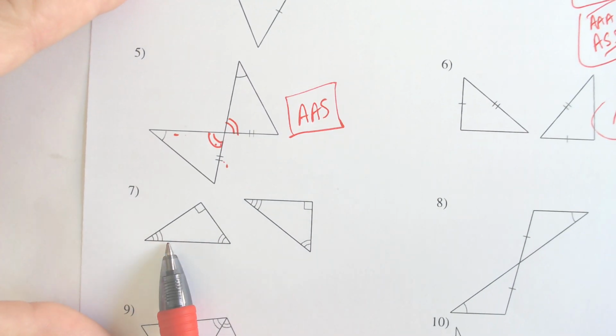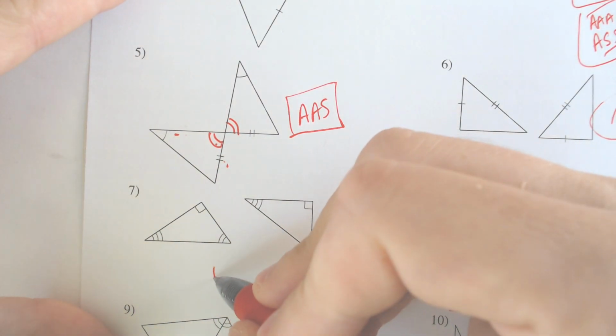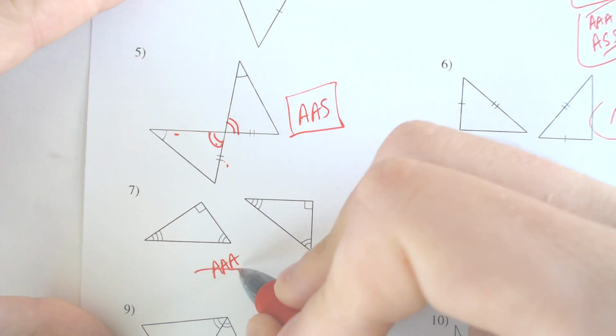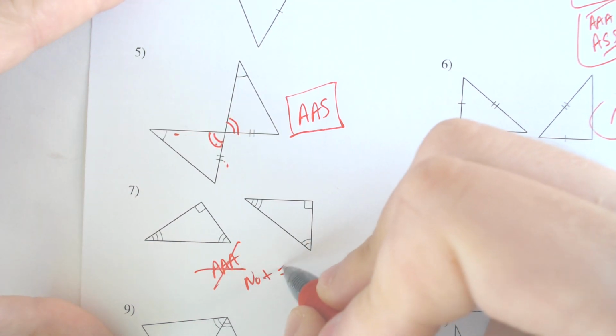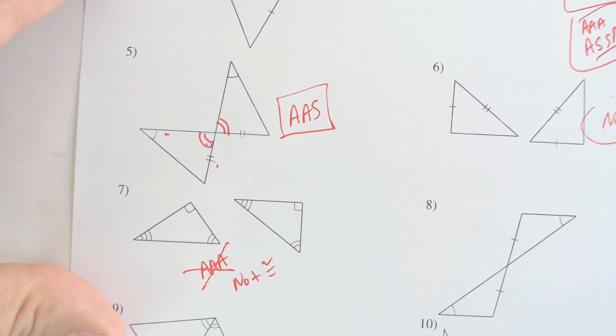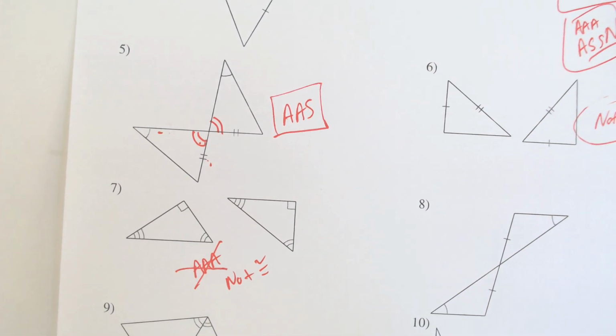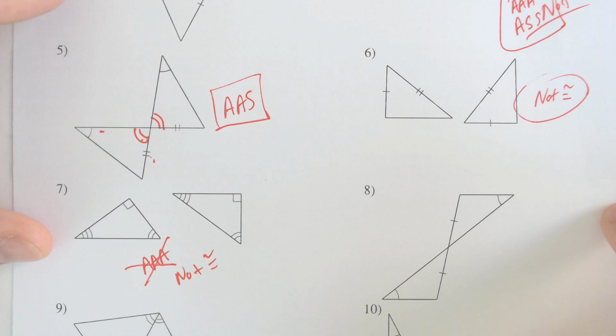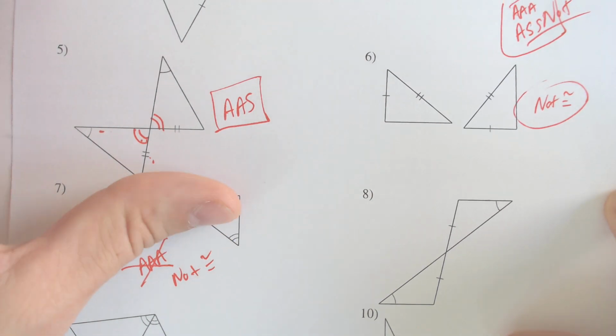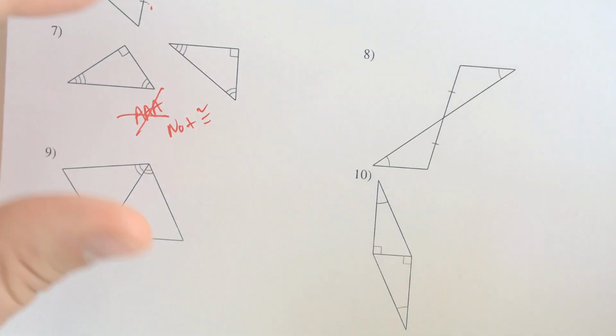Number 7, we have one angle, we have two angles, we have three angles. Angle, angle, angle does not work. This is not congruent. I can give you tons of reasons why, because you could shrink or make the triangle bigger and it would still not really be the same triangle. It'd be a bigger triangle or a smaller triangle. It'd be a similar triangle though.